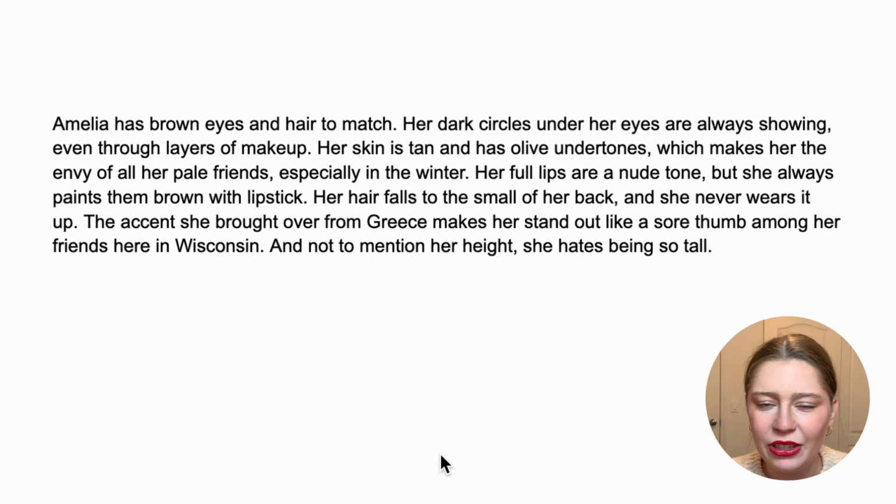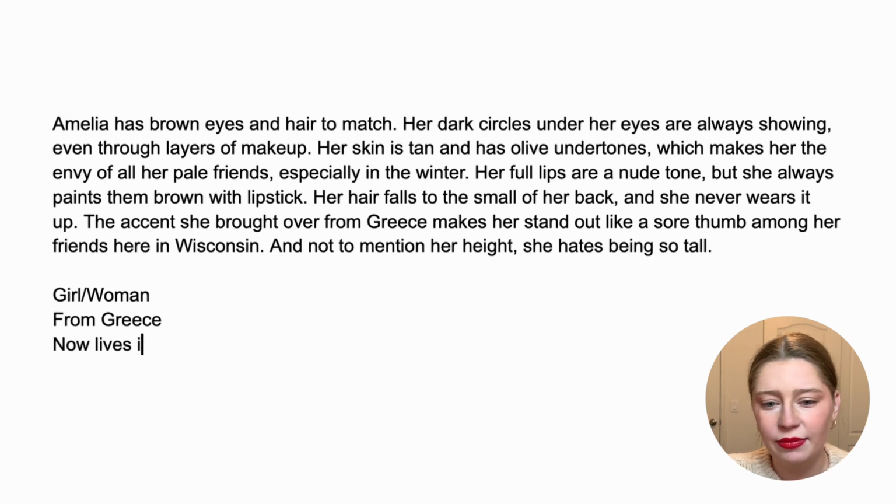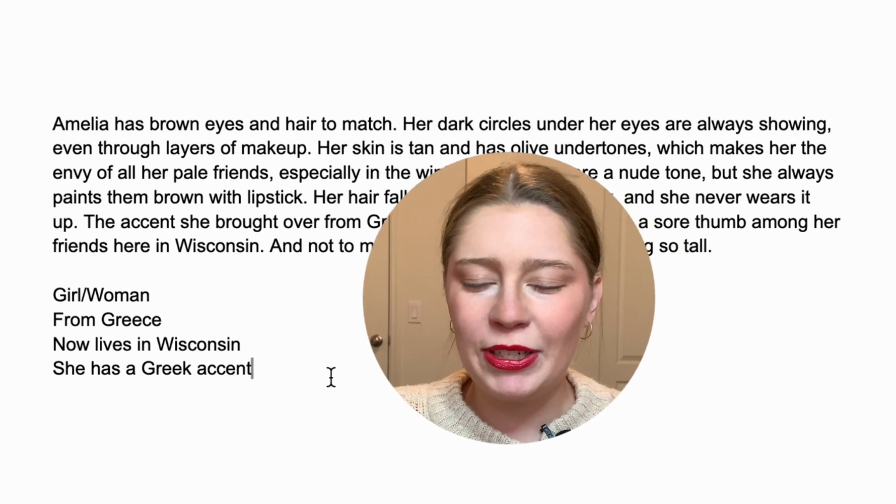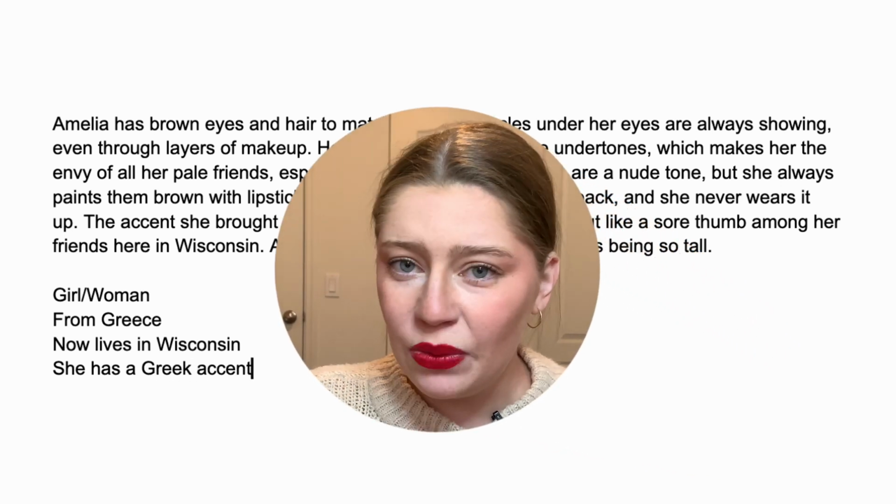So the first thing I'll do here is pull out those aspects that I think are important to know, that the reader might need to know for the story to go on. So we know she's a girl or a woman. We don't necessarily know her age here. She's from Greece. She now lives in Wisconsin. And she has an accent. And we can be more specific and say she has a Greek accent here.